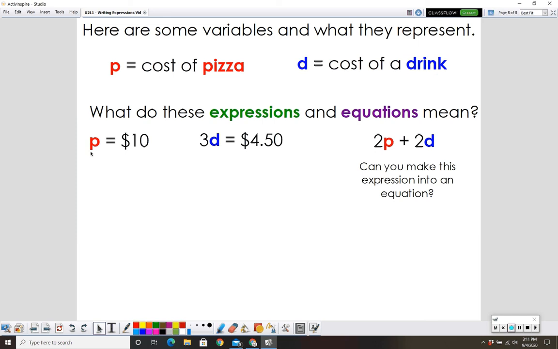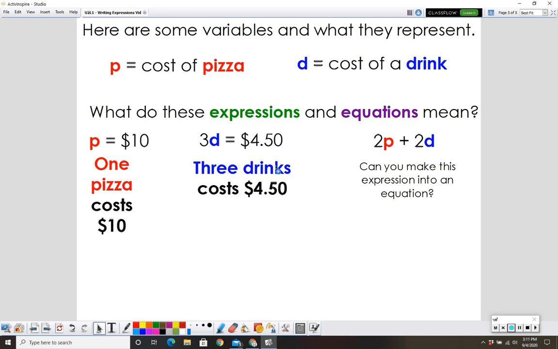When you look at these expressions, you're going to use this information to help you figure things out. So P equals $10. Well, P represents the cost of a pizza, so what that tells me is the cost of a pizza is $10, or one pizza would cost $10. When I look at this, it says 3D equals $4.50. Well, D is the cost of a drink, which means 3 drinks cost $4.50. And I can take that and figure out, well, if 3 drinks cost $4.50, then one drink is only going to be $1.50.